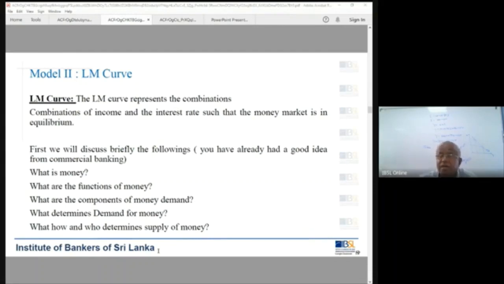That is called transaction purposes, you demand money. You need money to buy goods and services. That is called transaction demand, a component of demand for money. Transaction demand, right?